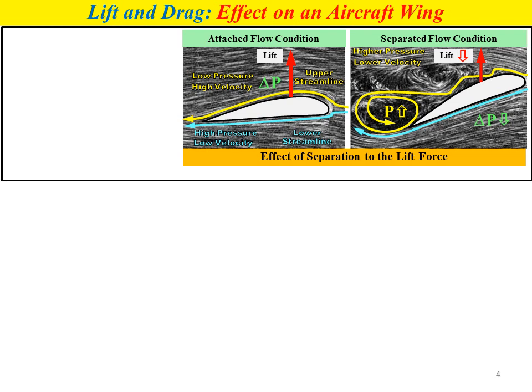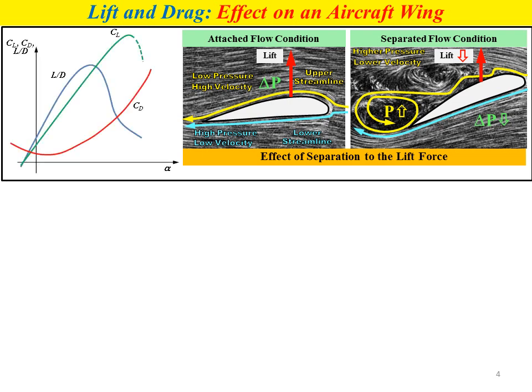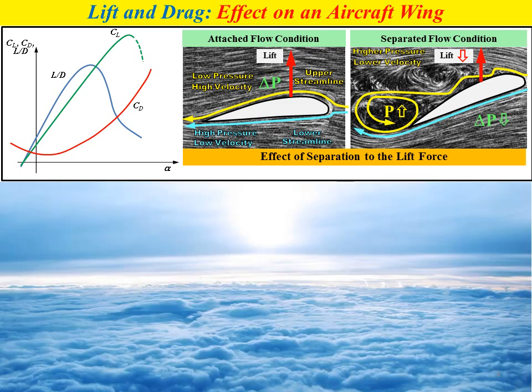Okay, so we'll have reduction of lift force. So we need to prevent the separated flow condition from occurring on the aircraft wing. In order to discuss an example of the effect of lift and drag force on the aircraft wing, we need to refer to the CL, CD, L over D versus alpha graph.